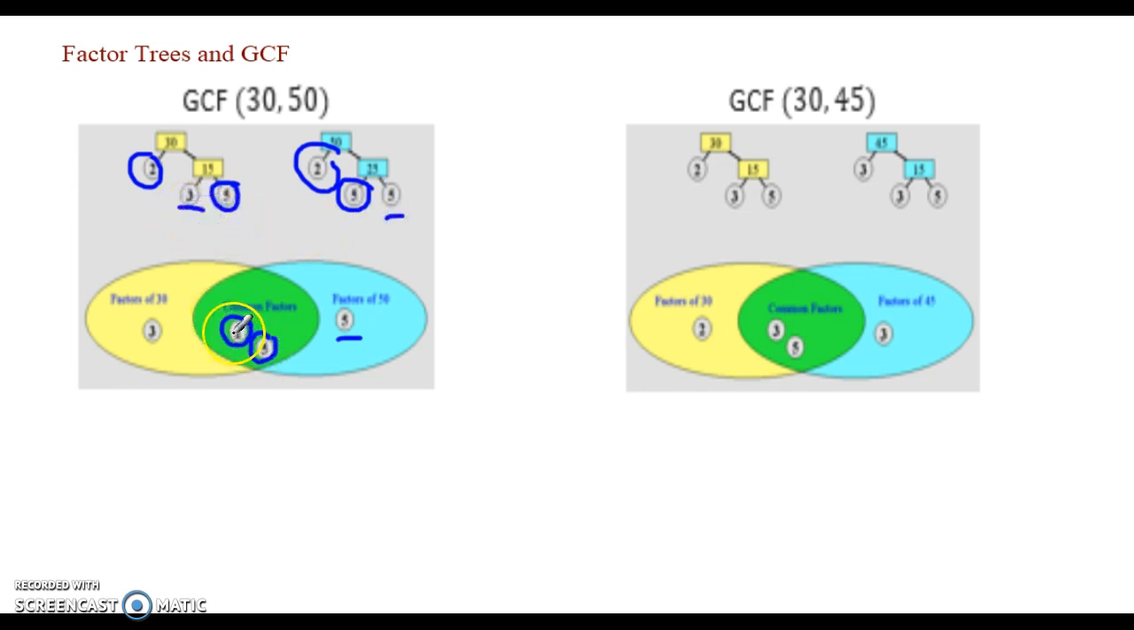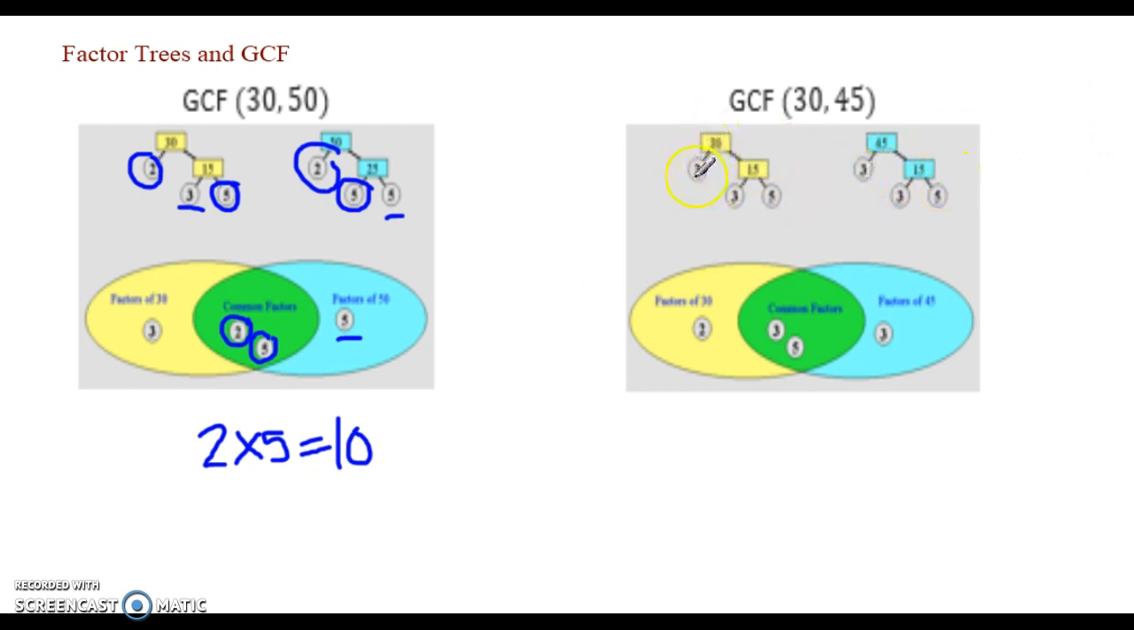So with these factors that they have in common, I'm going to multiply those out. 2 times 5, which will give me 10. So the greatest common factor of 30 and 50 is 10. So let's try this with 30 and 45. I start with my factor trees for both numbers.